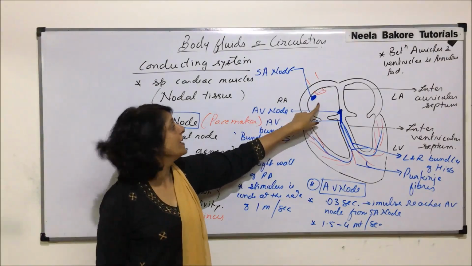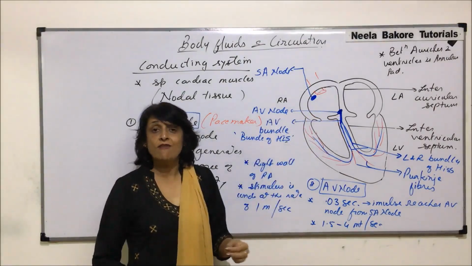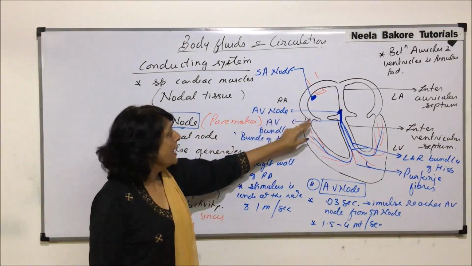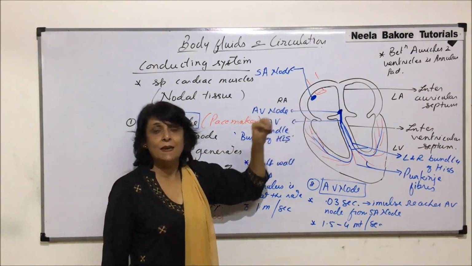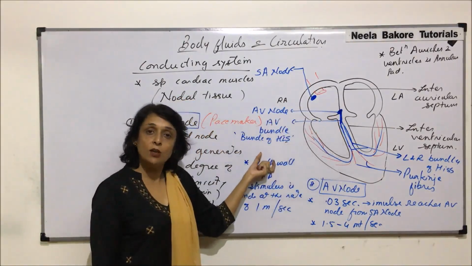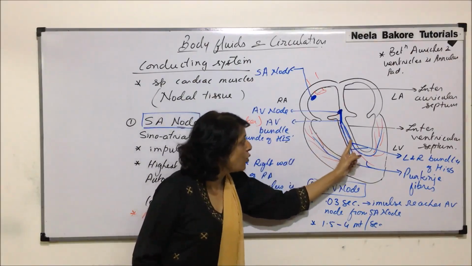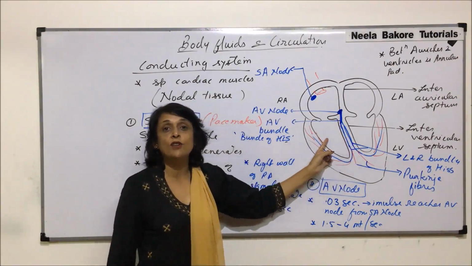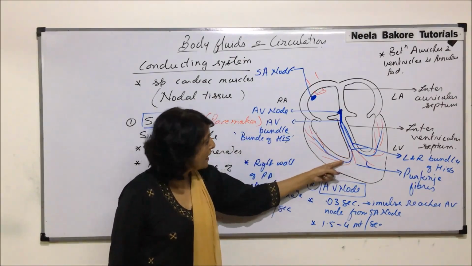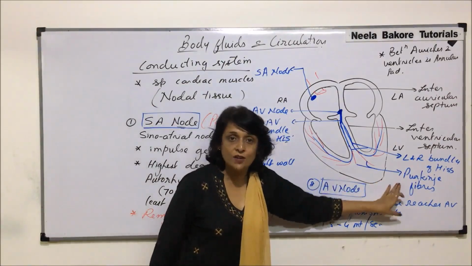the contraction of heart is generated. This impulse is received by another specialized node which is called AV node. From AV node, this impulse is conducted through a bundle. We call it either AV bundle or bundle of His. Then this divides into two branches as it goes through the interventricular septum. These left and right bundles, they give rise to many branches, and these branches are known as Purkinje fibers.